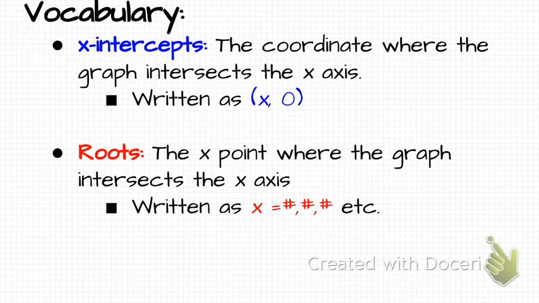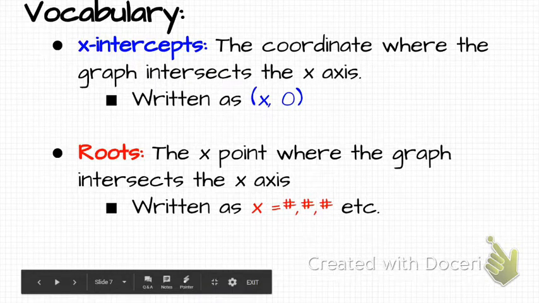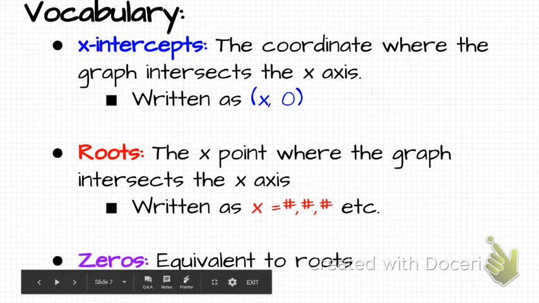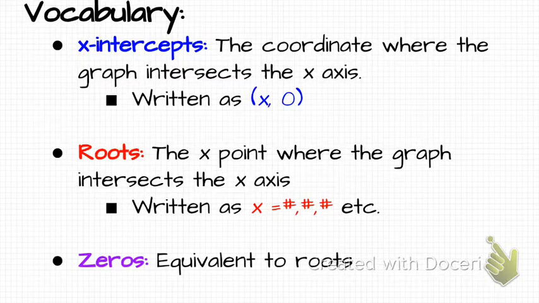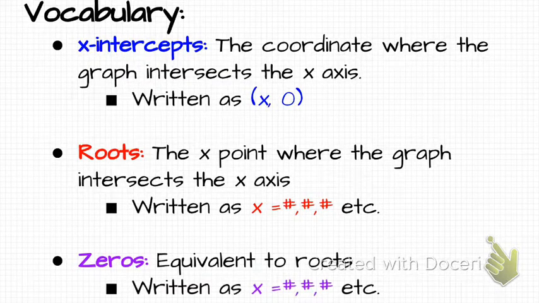And the last vocab word that I need you guys to write down right now is zeros. And remember that zeros is that third word, and it's equivalent to roots. It has the same definition as roots, and we even write them the same way we write roots. So those 2 especially are definitely interchangeable. Roots we can write as x equals a number, number, number. Zeros we can also write as x equals a number, number, number. So the only one that's really different is x-intercepts. You need to make sure to write those as coordinates.